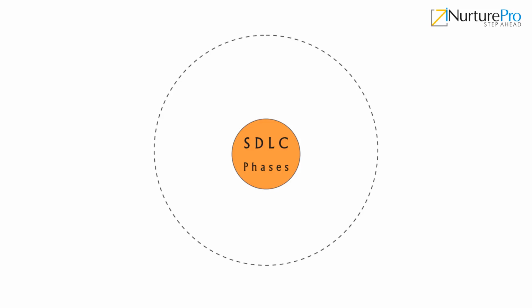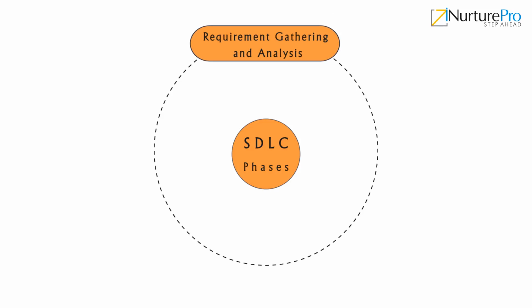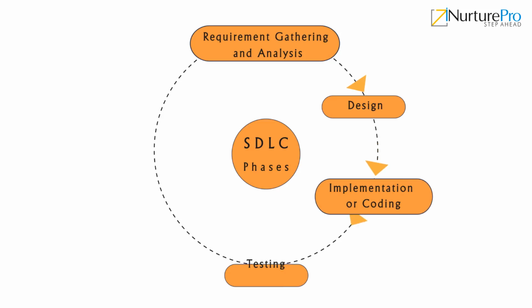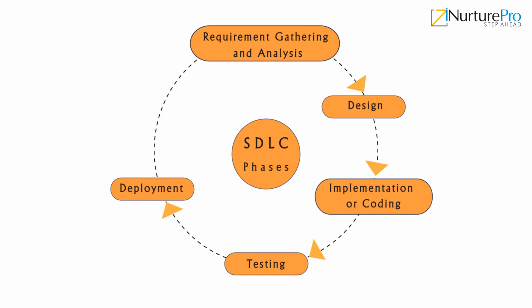Phases in the software development life cycle. They are as follows: 1. Requirement gathering and analysis. 2. Design. 3. Implementation or coding. 4. Testing. 5. Deployment. 6. Maintenance. Let us know in detail about the phases.